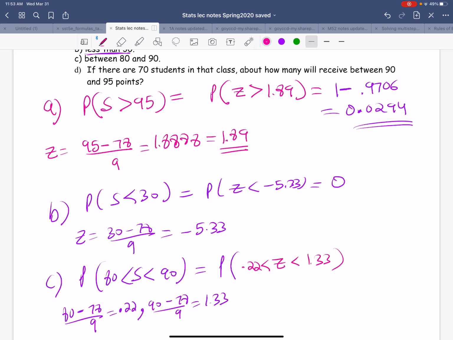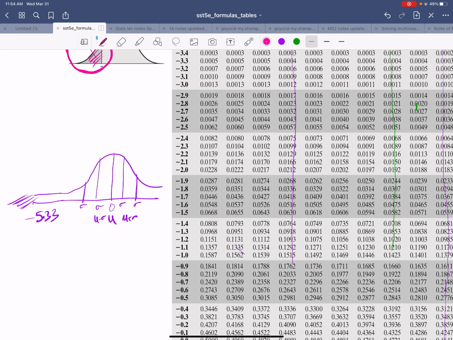Again, what we have to do is find the area to the left of, because here's my curve. 1.33 is here and 0.22 is here. We're looking for the area in the middle. So we'll find the area to the left of 1.33 and subtract the area to the left of 0.22 from it. So that's going to give me the area to the left of 1.33.